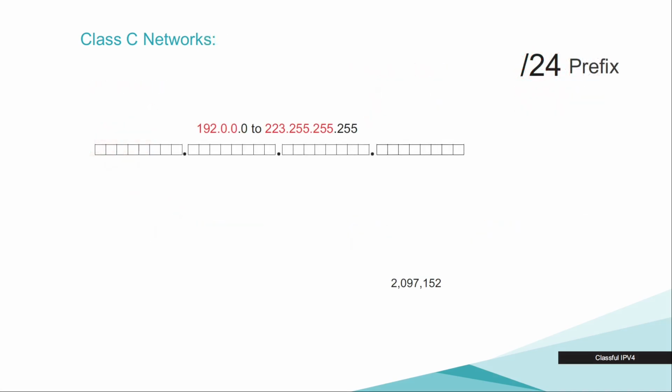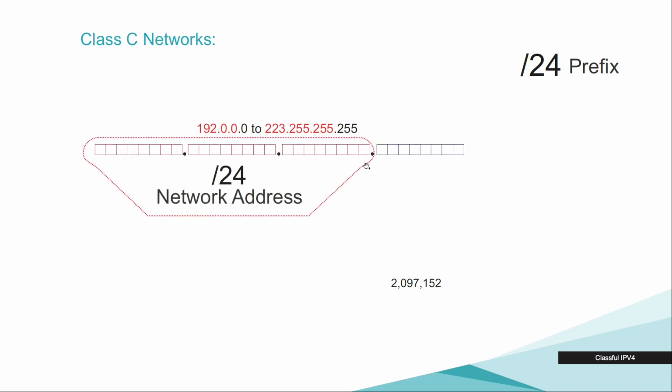So Class C has the prefix /24 as we spoke before, and the range for Class C is from 192.0.0.0 up to 223.255.255.255. We need to focus on the network address, so the first 3 octets, in order to calculate and learn how the 2,097,152 subnetworks came from. So let's understand how Class C gives us those subnetworks. So it's a /24, as we mentioned before, first 3 octets.